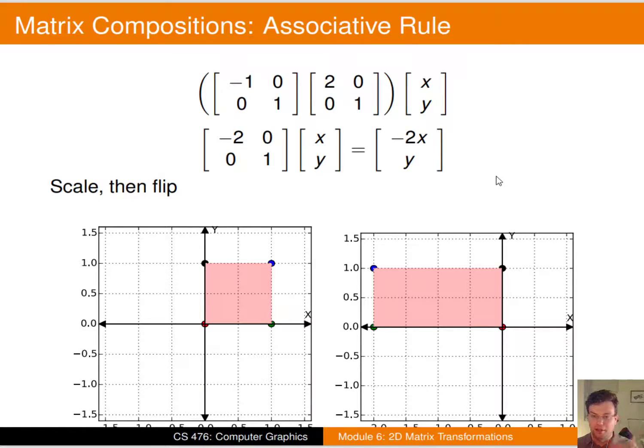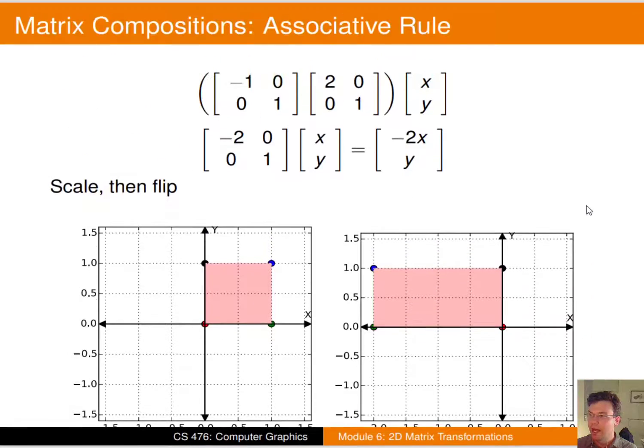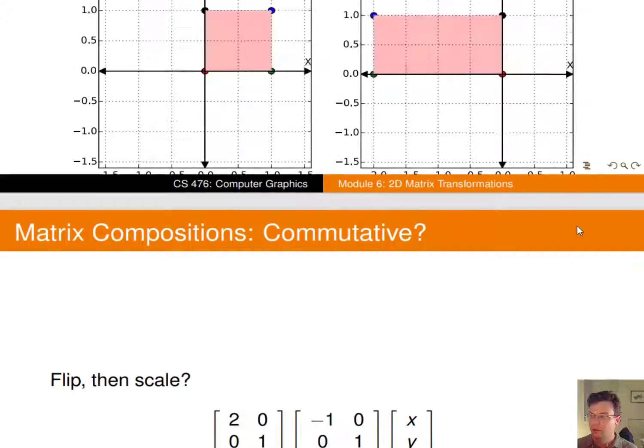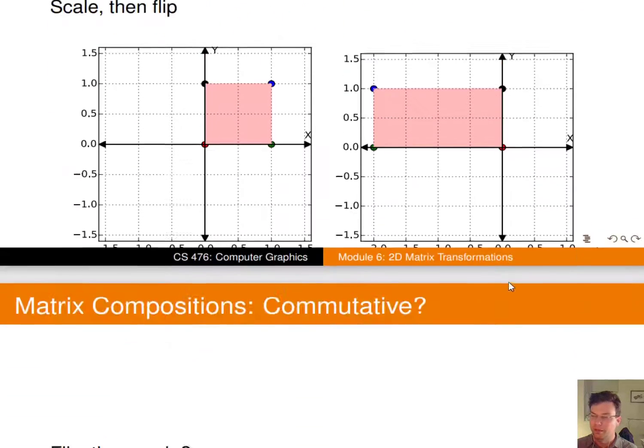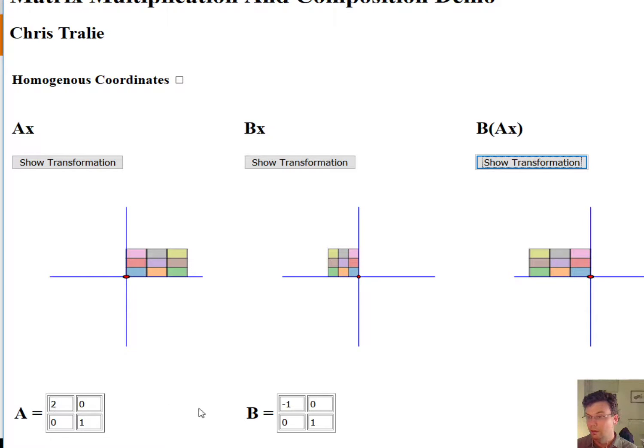All right, so now let's get to that question I was jumping at the gun before. Does it actually matter what order I do this in? So if I scale first and then flip, is that the same as flipping first and then scaling? So I just switch the order of these matrices here. Let's see. Okay, so this was the scale first then flip. So that looked like this. If I flip first and then scale, that's going to look like this.